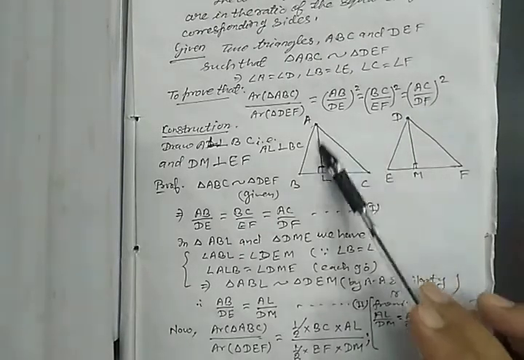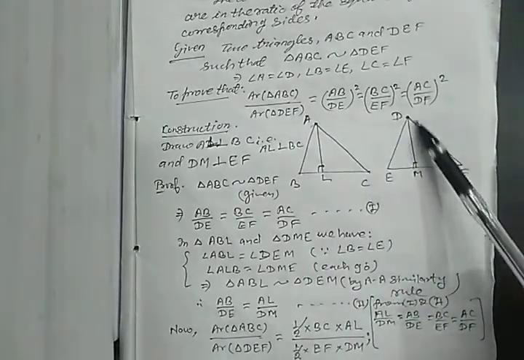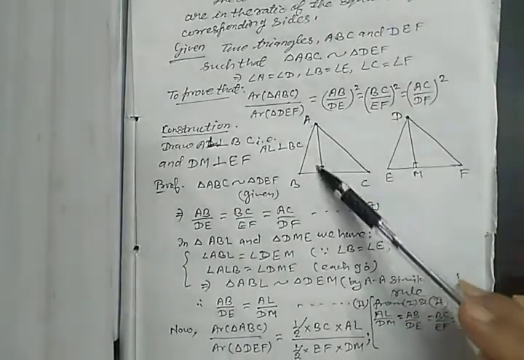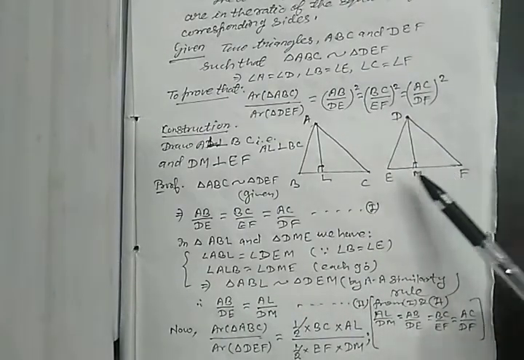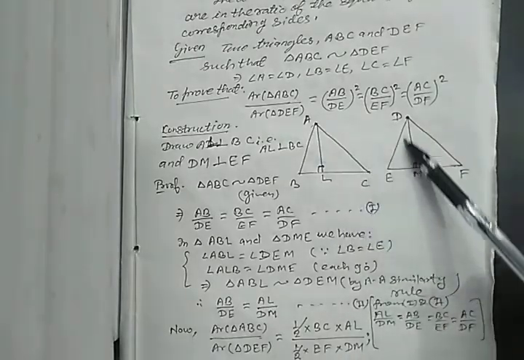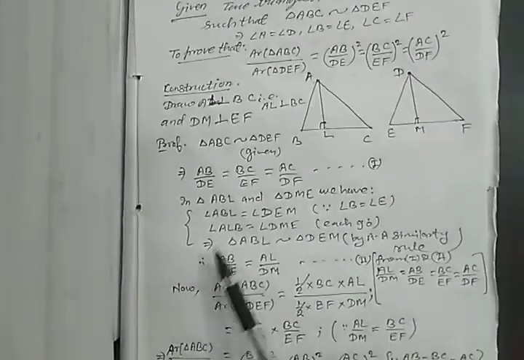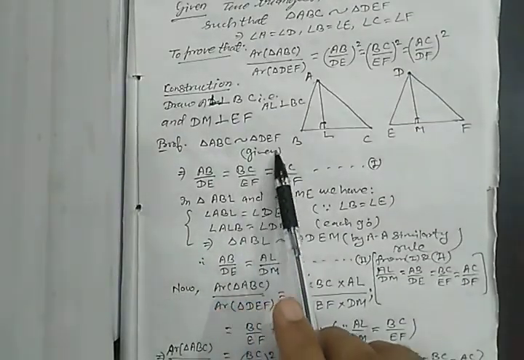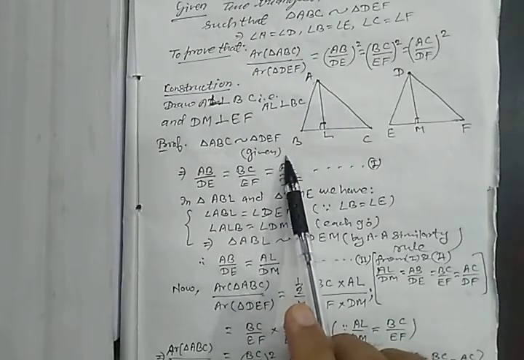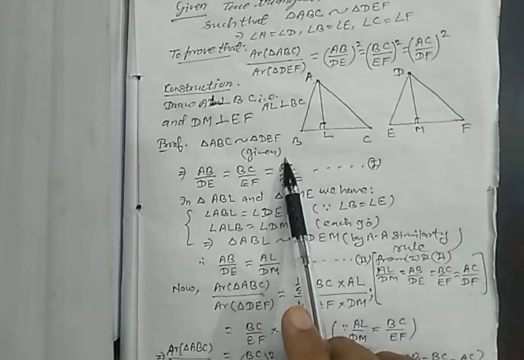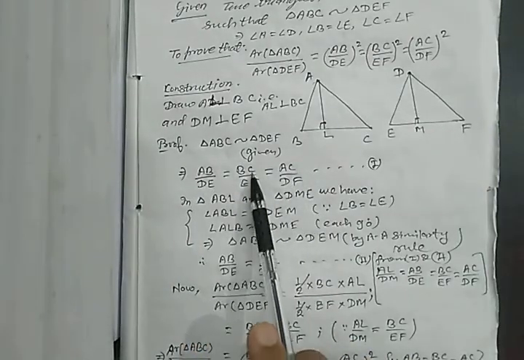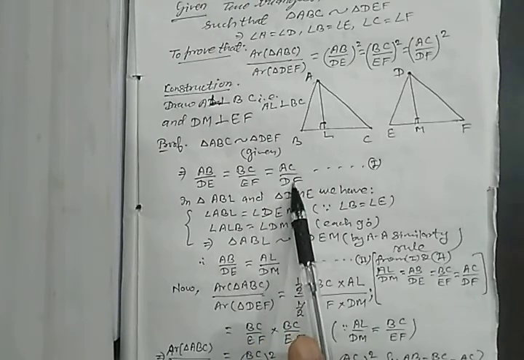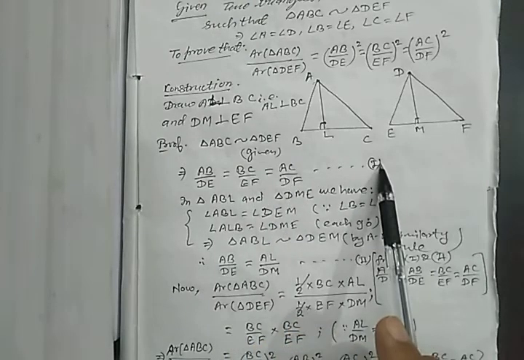These are two triangles ABC, DEF. We have constructed AL perpendicular to BC and DM perpendicular to EF. Draw AL perpendicular to BC and DM perpendicular to EF. Now, triangle ABC is similar to triangle DEF, given to us, so their corresponding sides would be in proportion, that is AB by DE equal to BC by EF equal to AC by DF. Let it be equation number 1.